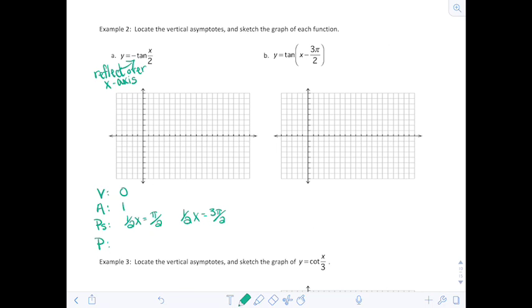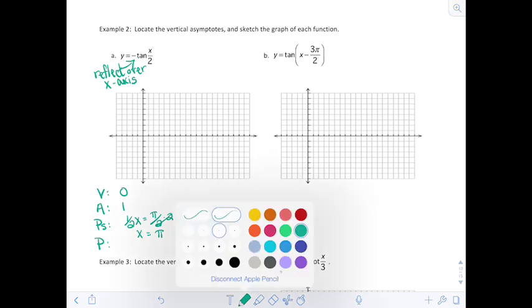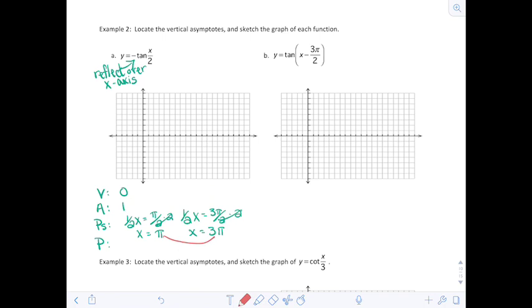So if I multiply both sides by 2, x is going to just equal pi, and if I multiply by 2 over here on the other side, x will equal 3 pi. So now I have from pi to 3 pi, that's a length of 2 pi. So if I look at the formula for period, pi over b, my b value is 1/2, so pi divided by 1/2 is pi times 2, so 2 pi is the period.